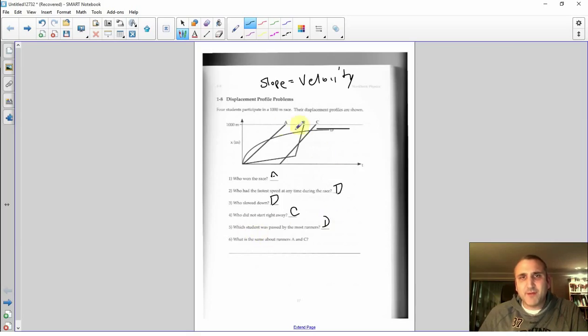And then what is the same about runners A and C? Well, you might not be able to see it, but maybe I can bring it into focus for you. That's a good tracing of the slope of person A. Let's bring it over to C. Looks pretty close. Maybe not perfect, but I would say person A and person C had the same slope. And on a position time graph, that means they have the same velocity.